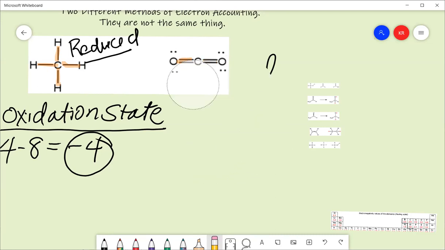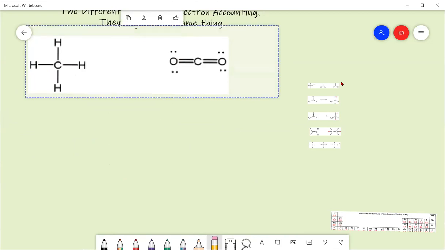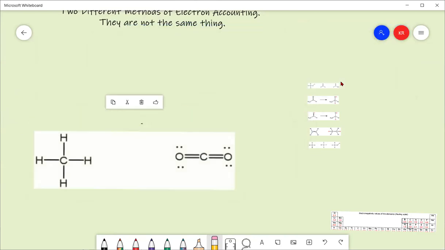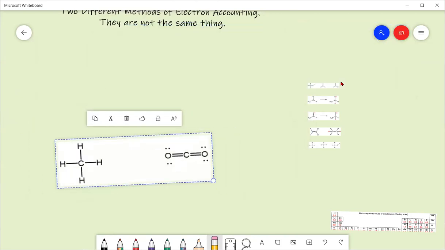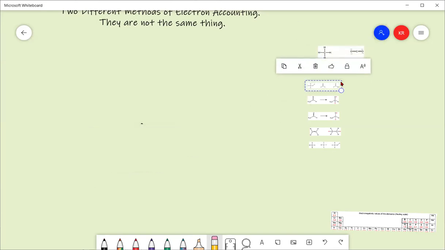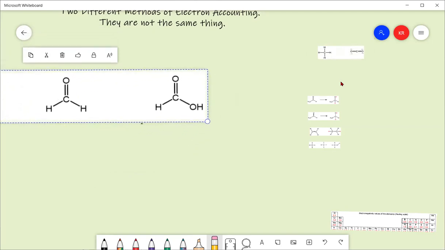I want to show you just a few more examples. Let's move this out of the way, make it smaller, and get rid of that. Okay, so let's take another set of molecules here, and let's see what we can do.